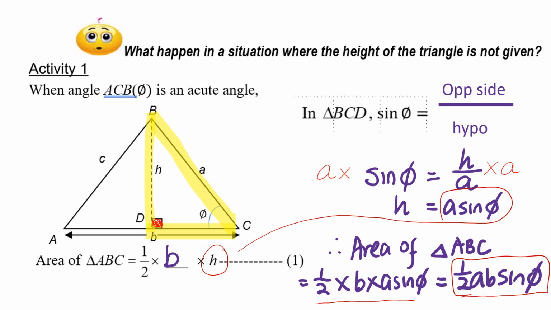So what this means is that if you're not given the perpendicular height of a triangle, that means if you're just given two sides of the triangle, side B and side A, and you're given the included angle, meaning the angle that is wedged in between the two sides, so this angle here, then the area of triangle ABC can be found using this formula, half AB sine phi.